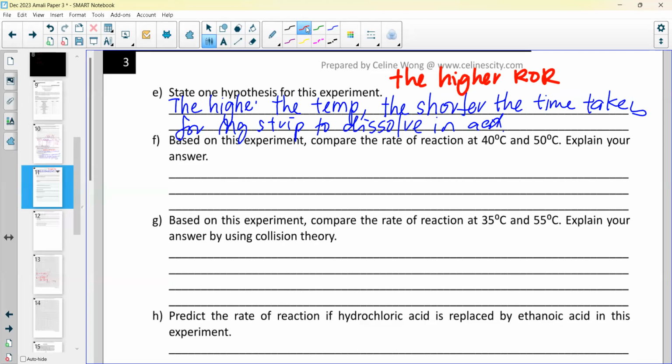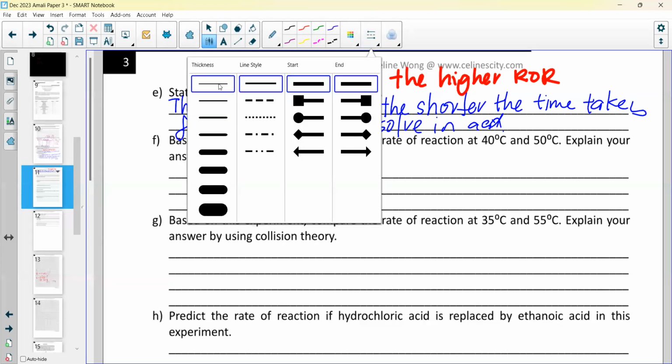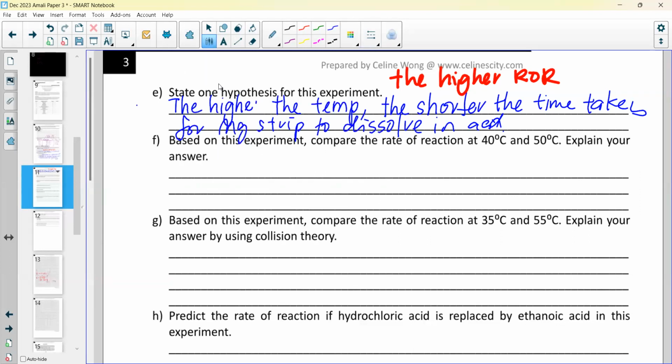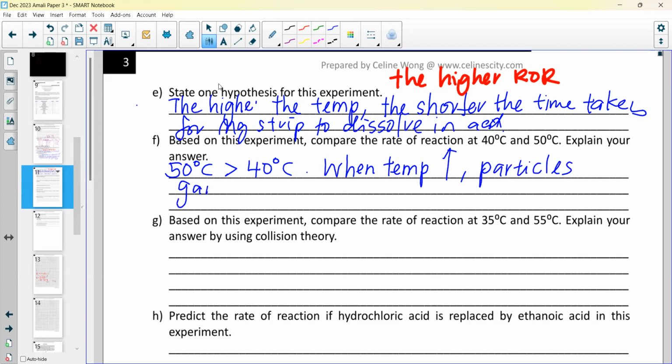Right, that is based on this experiment. Compare the rate of reaction at 40 degrees Celsius and 50 degrees Celsius. Okay, so you got 1 mark. 50 degrees Celsius is more than 40 degrees Celsius. Explain why. Got kinetic energy. Okay, you can mention when temperature increases, the first mark you mentioned that the particles gain what? Kinetic energy. If let's say this one is 3 marks, how? Maybe you want to give one more statement. There is one more statement.